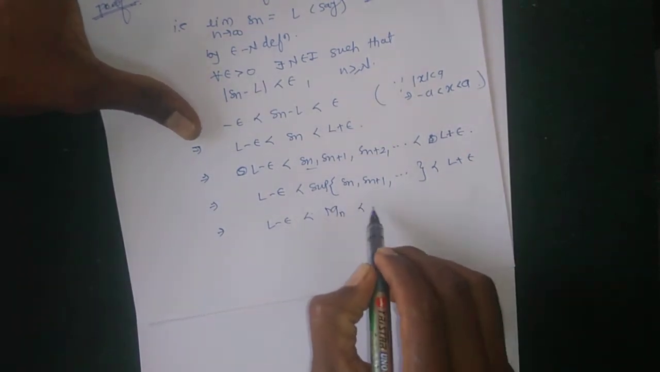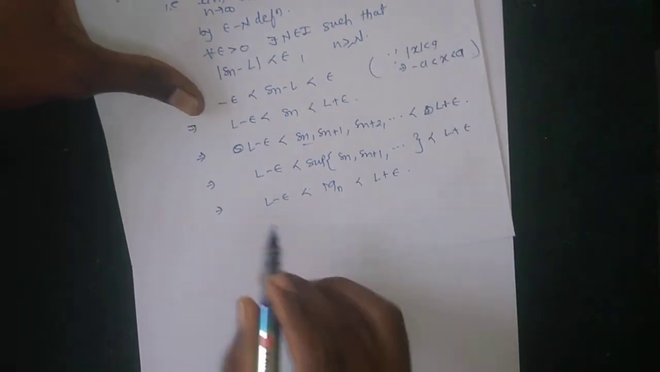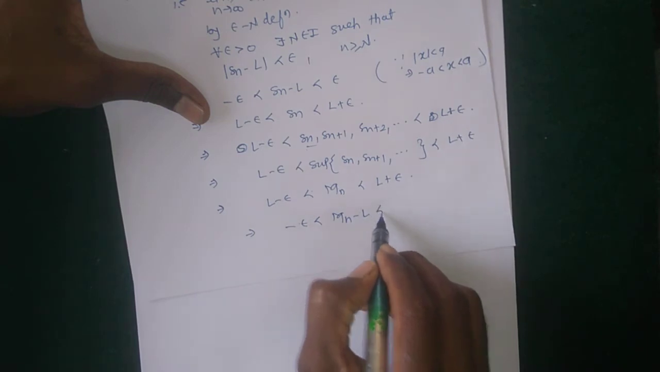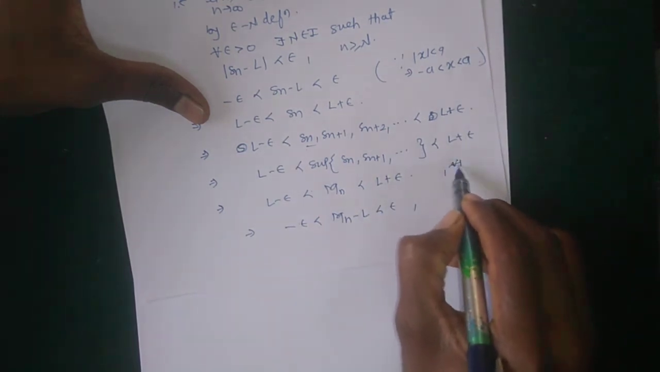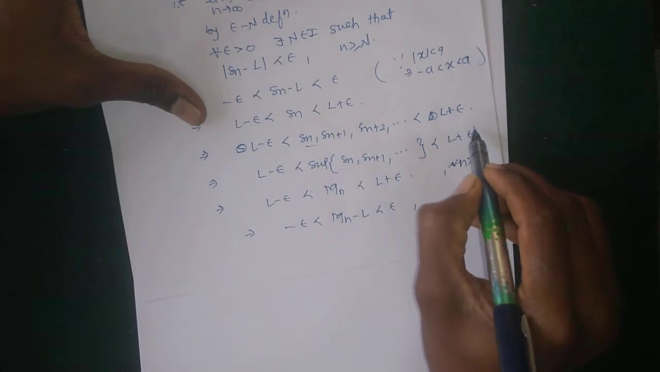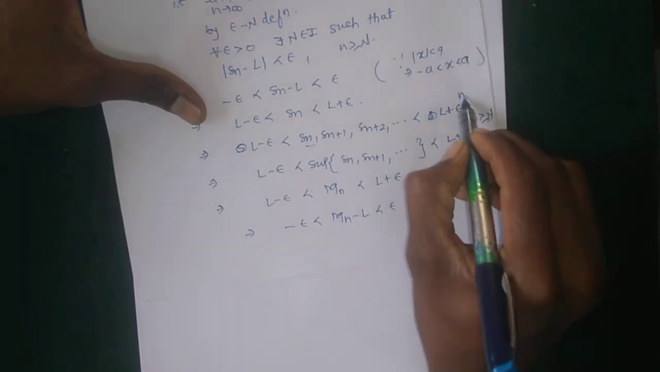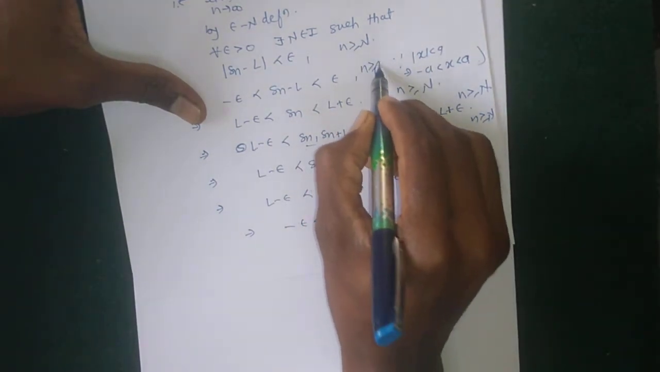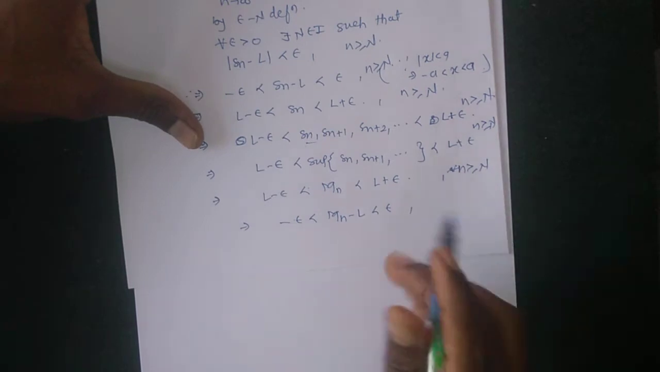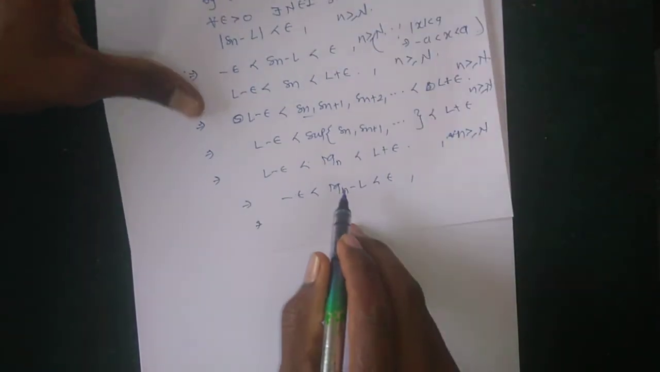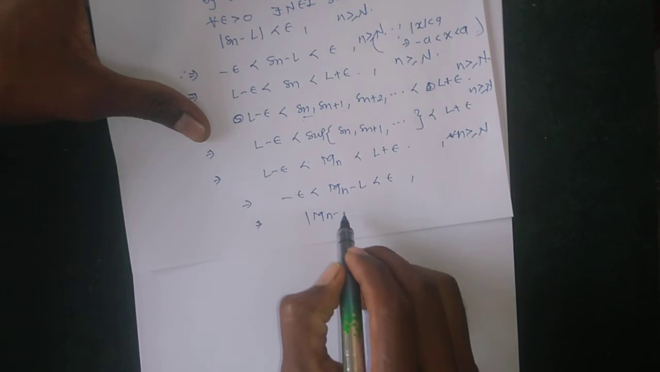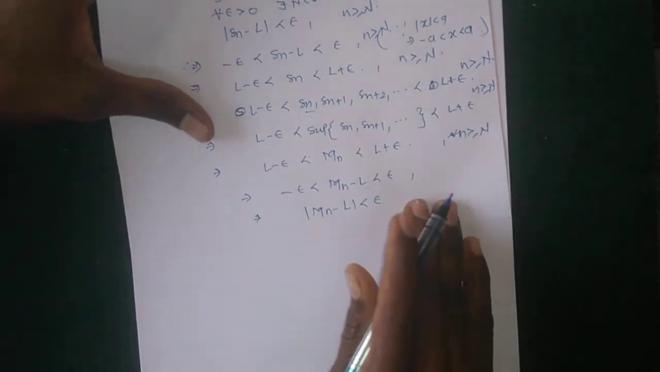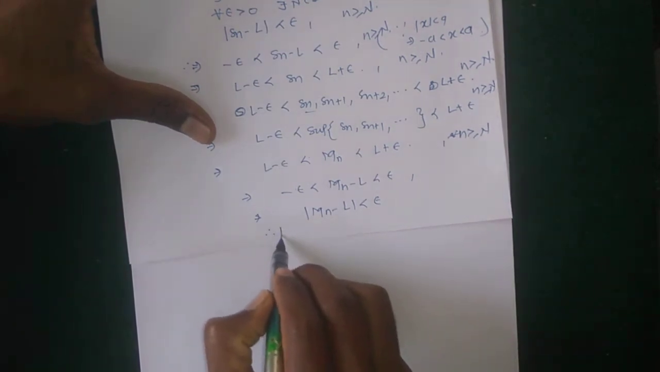This Mn lies in between L minus epsilon and L plus epsilon, which implies that, rearranging, minus epsilon is less than Mn minus L less than epsilon for all n greater or equal to N. Therefore, by the epsilon-N definition, using this result, the modulus of Mn minus L is less than epsilon.